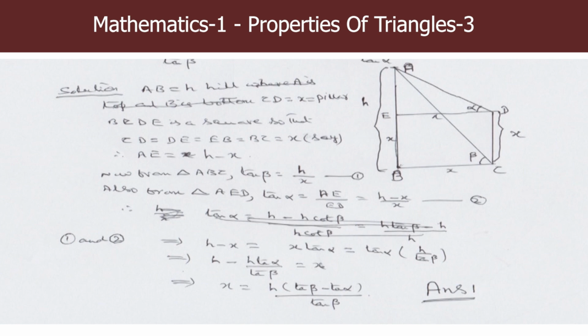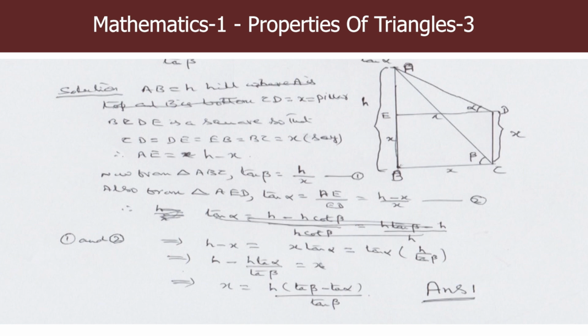Suppose each side of the square is equal to X. Then AE is equal to H minus X, because AB is equal to H and BE is equal to X. So AE is equal to H minus X.